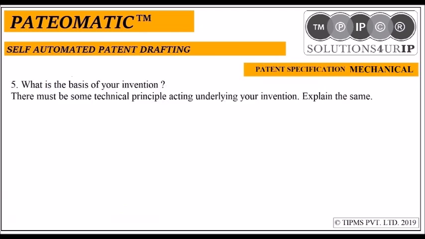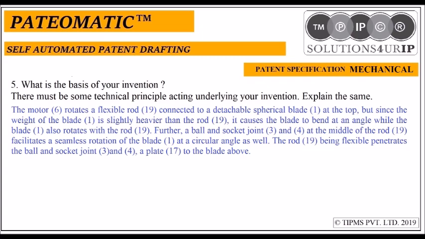The next step is to explain the basis of your invention. In this case, the reason the round blade is enabled to rotate is the nature of the connecting rod, which is divided into a lighter rubber rod at the bottom and a heavier steel rod at the top. Due to the difference in weight, the top portion of the rod being heavier than the bottom portion, it enables rotating motion of the round blade through the entire inner surface of the coconut.